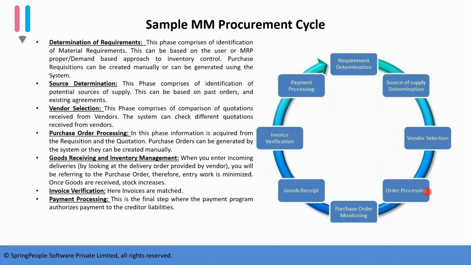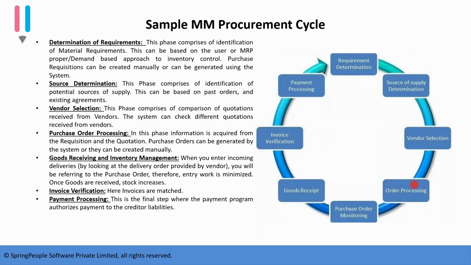The next phase is your order processing, where you will club your purchasing requisition, this is your requirement plus vendor, and you will create a purchase order. This is your purchase order. So this is your purchase requisition. It's an internal document. Internal document means there is no legal validity of this particular document outside your premises. But your purchase order is an external document.